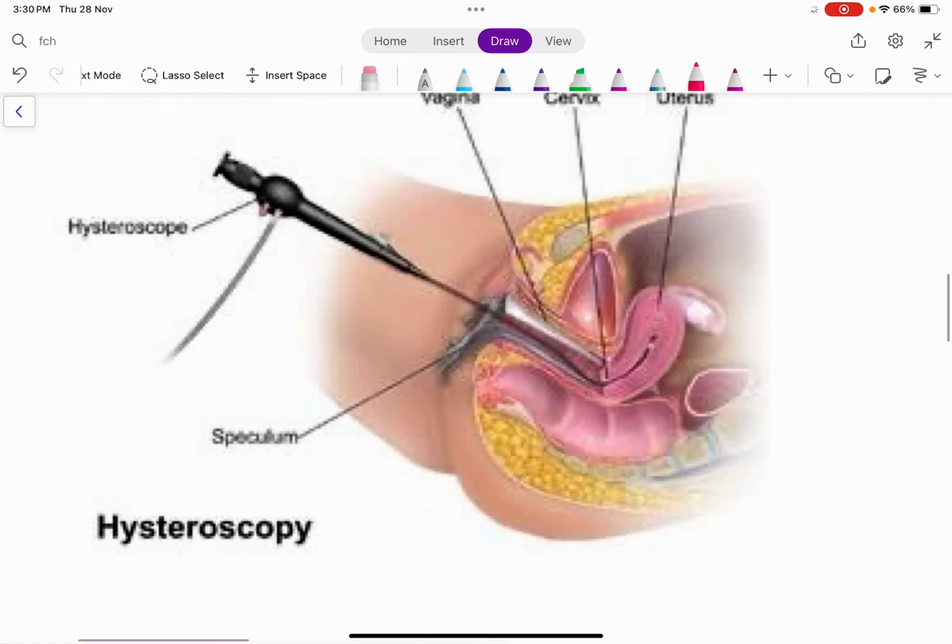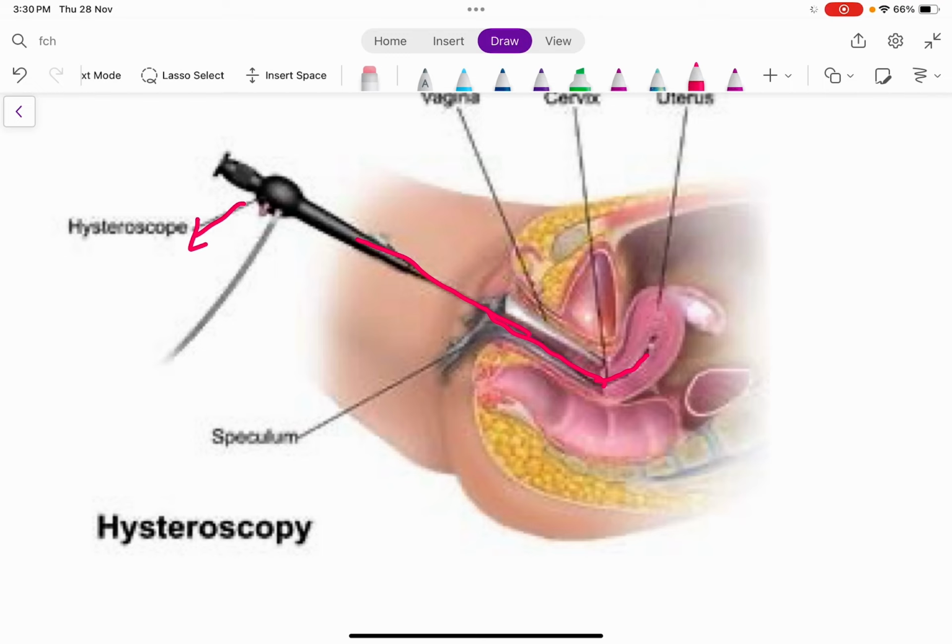So let me show you an image. The instrument which you see here is the hysteroscope. As you can see here, this instrument is inserted into the vagina of the female, and it is seeing the interior of the cervix and the uterine cavity, and it can even ascend further and visualize the tubes and the tubal ostia as well. So you're going to visualize the entire uterus per se. This is the function of the hysteroscope.